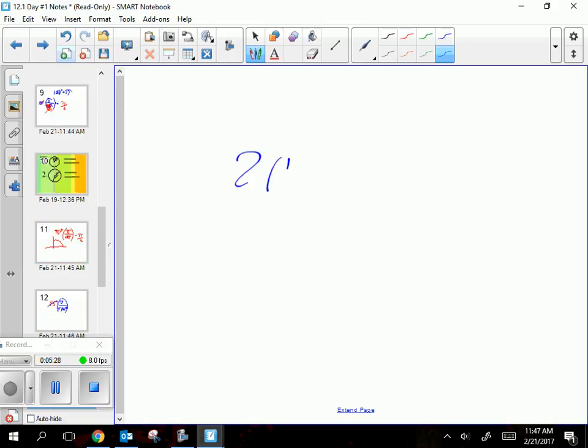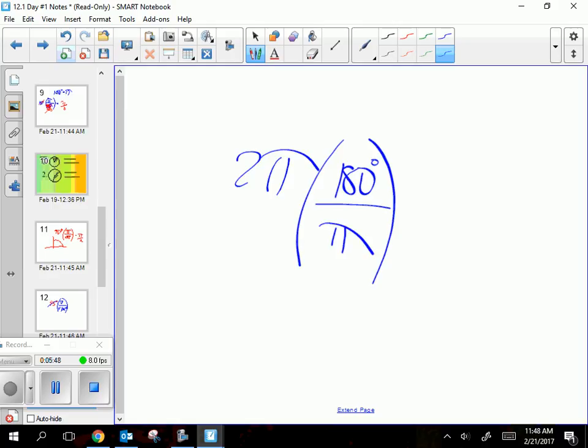What if I have 2 pi radians? You know how many degrees that is? It's 2 sets of pi. You can multiply by 180 over pi. And then the pi's will cancel, and it's 2 times 180, which makes 360. Okay, good. All right, so now, that's how you change back and forth between radians and degrees.